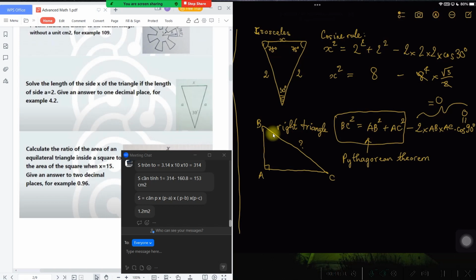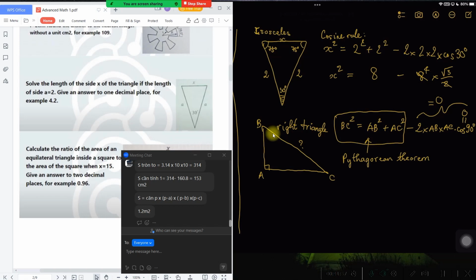But the Pythagorean theorem only applies to right triangles. Remember that it's only applicable to right triangles, right? But you can apply the cosine rule to any triangle. The cosine and sine rules can be applied to all triangles. Do you understand it?